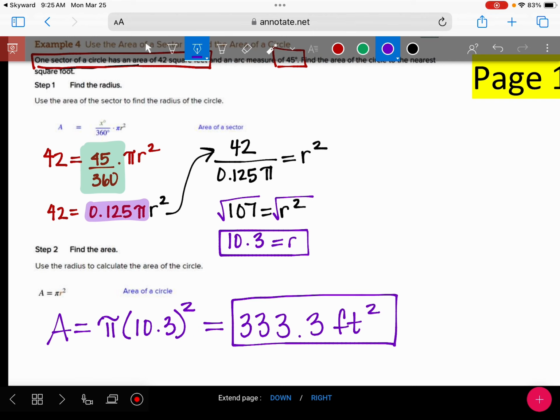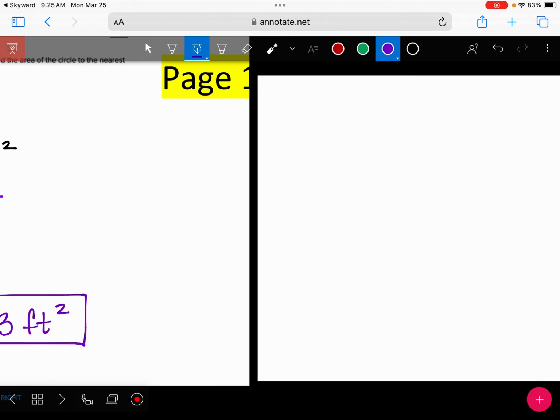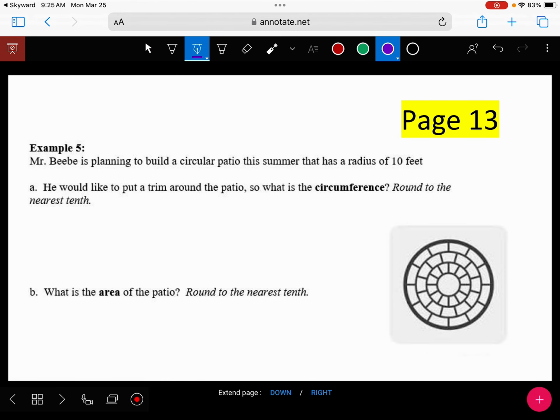Now this last question I added because it's a test question. And I just changed our numbers around. But I wanted us to see it before Thursday. Because it's asking us to find circumference and area. So it says, Mr. BB is planning to build a circular patio this summer that has a radius of 10. So radius is 10. It says he would like to put trim around the patio. What is the circumference? So circumference of a circle equals 2 pi r.